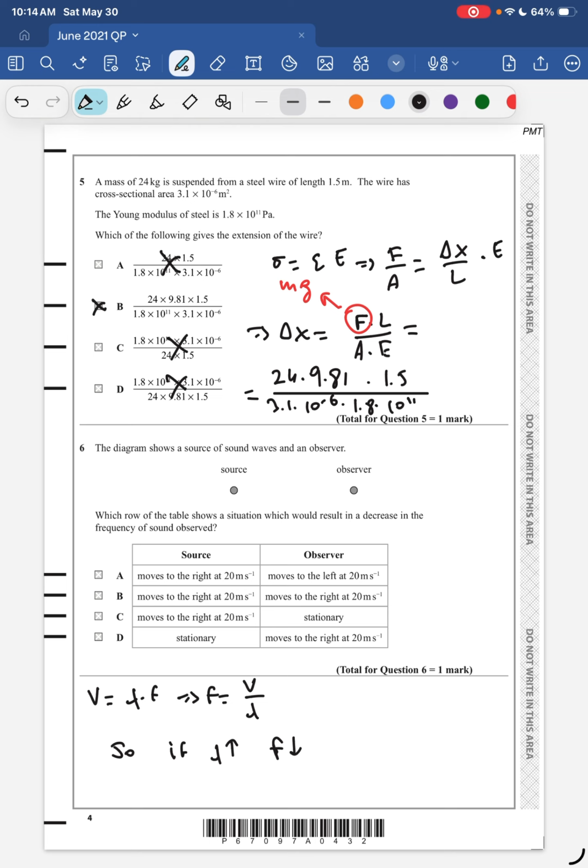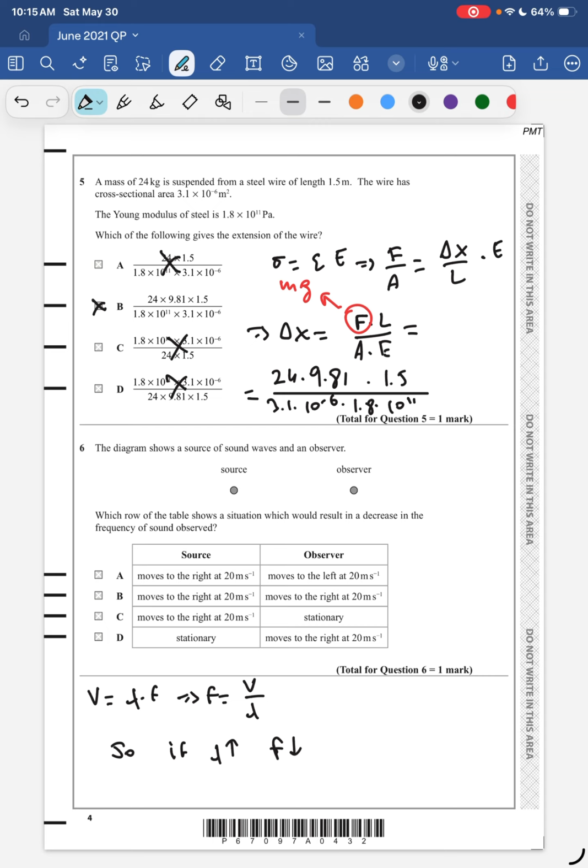Option A, the source moves to the right at 20 meters per second, and the observer moves to the left. So this will result in the wavelength getting squeezed, right? And so it's gonna get shorter. So this is not what we want. Then option B, the source moves to the right at 20 meters per second, and the observer also moves to the right at 20 meters per second. So the two motions will cancel each other, so that's wrong as well.